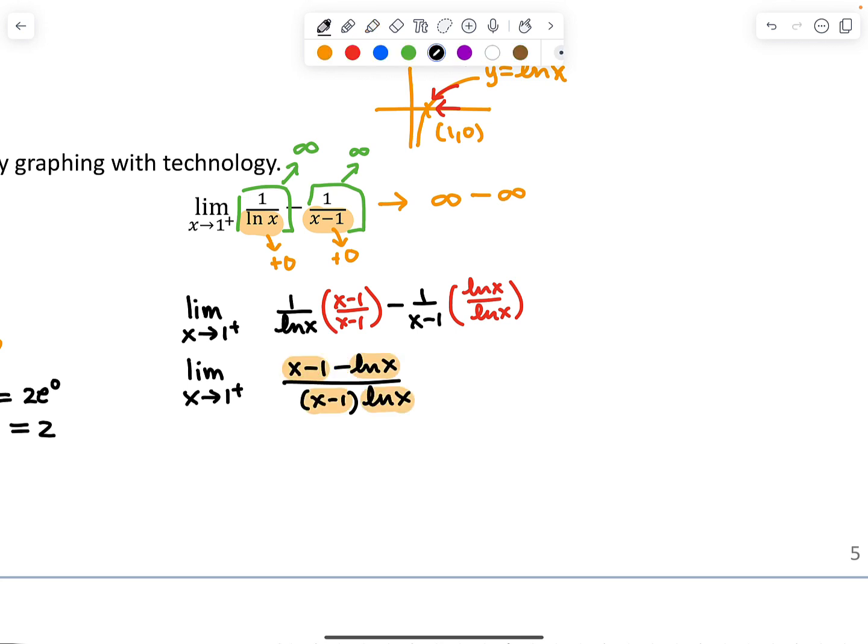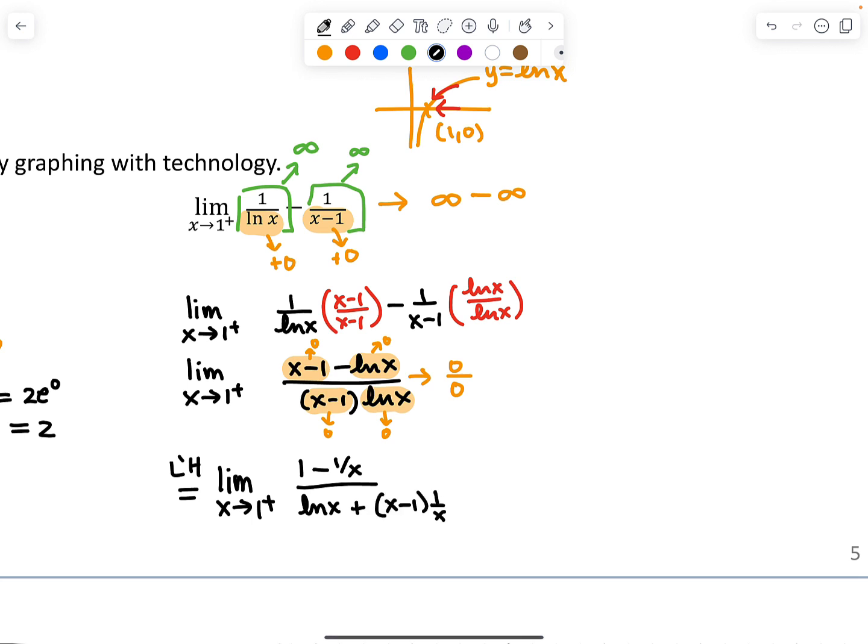So all four of these highlighted expressions approach 0, meaning that overall this does approach 0 over 0, and this is a trigger for L'Hopital's rule. The derivative of the numerator, we get 1 minus 0 minus 1 over x. Now to differentiate the denominator, I have to use the product rule. So we do the derivative of x minus 1, which is 1, times natural log of x, plus the x minus 1 times the derivative of natural log of x, which is 1 over x.